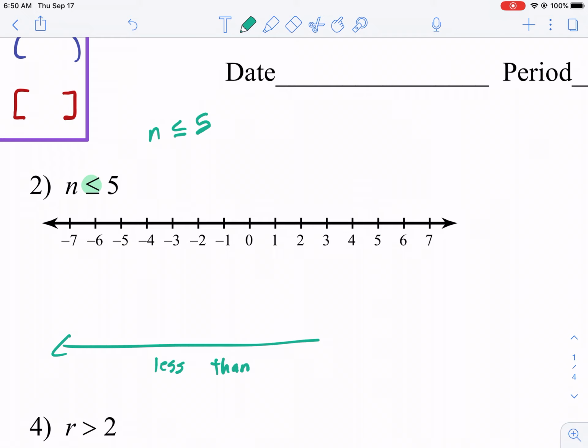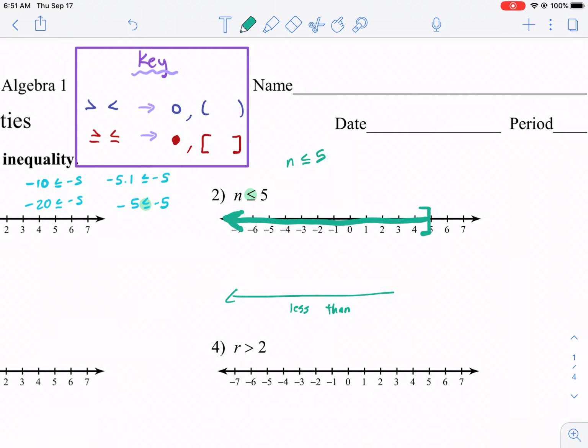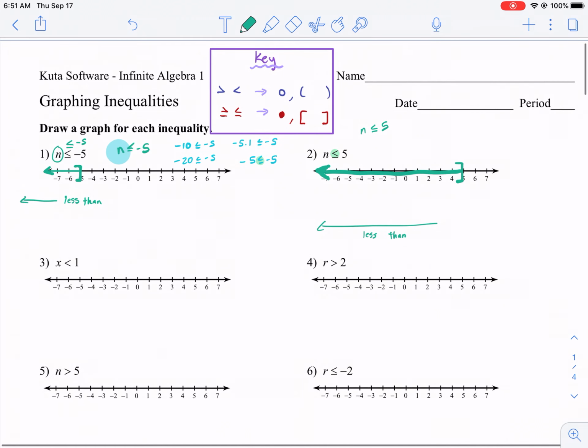Notice how I don't have the bracket facing this way and then the arrow this way. The little openings of the bracket need to point in the same direction as the arrow. So I have the bracket pointing this way. We don't use the closed dot. In my class, you adjust based on what your teacher is telling you, for all the viewers out there. But the bracket indicates it's equal to, and we go to the left because we're talking about all the values that are smaller than that.